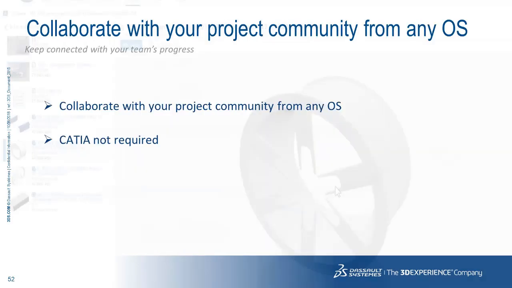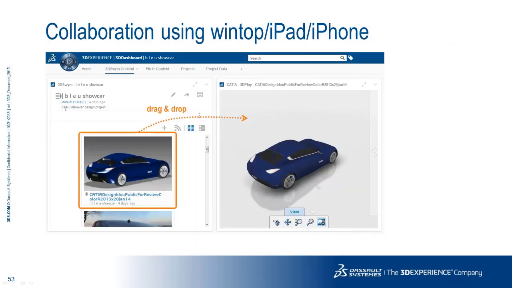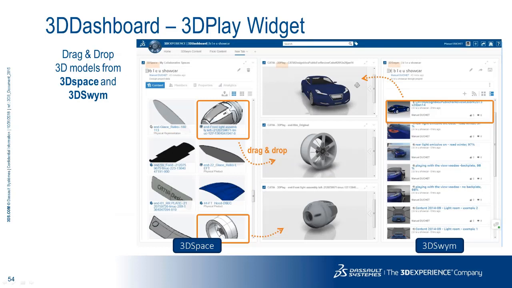But first, let's take a look at a web top solution. And there is no CATIA required for what you're about to see here. So 3D Experience has an app called 3D Play, which is a lightweight visual navigation tool that works from any web top or an iPad. This is a great way to keep connected with your team's progress. And it's ideal for team members who may be away from the office or managers who don't have CATIA. It's easy to drag and drop 3D content from a swim community.